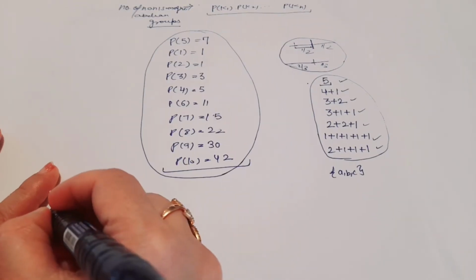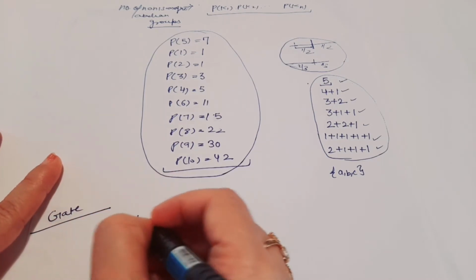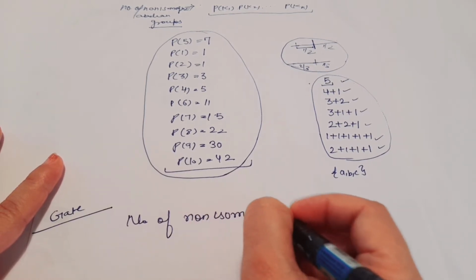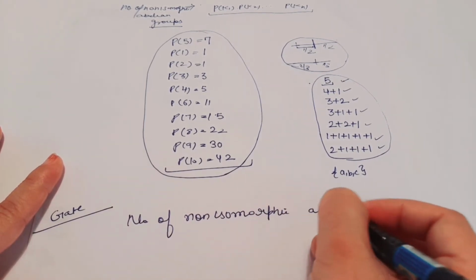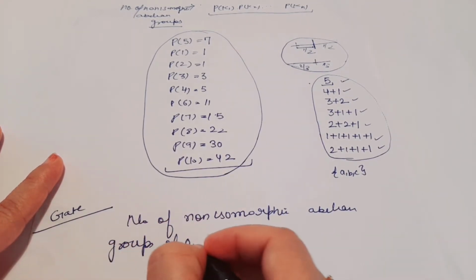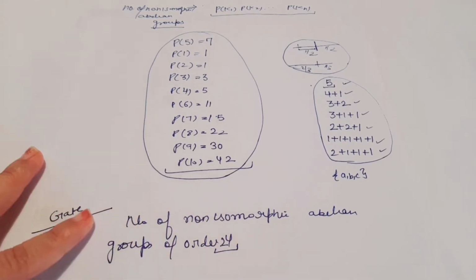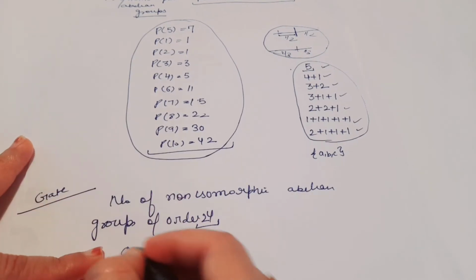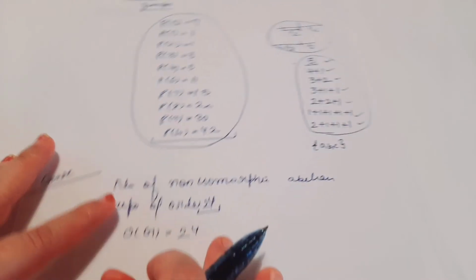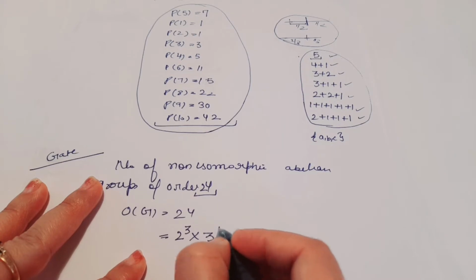This is a question of GATE. The question is: number of non-isomorphic abelian groups of order 24. So the order of G is 24. What do you need to do? You need to write it in prime factorization, and you can write it like this: 2 raised to power 3, 3 raised to power 1.